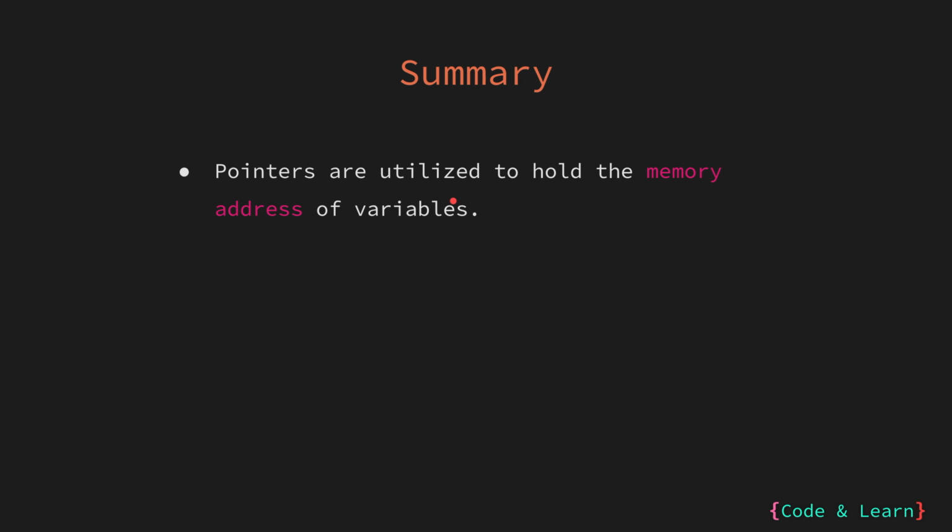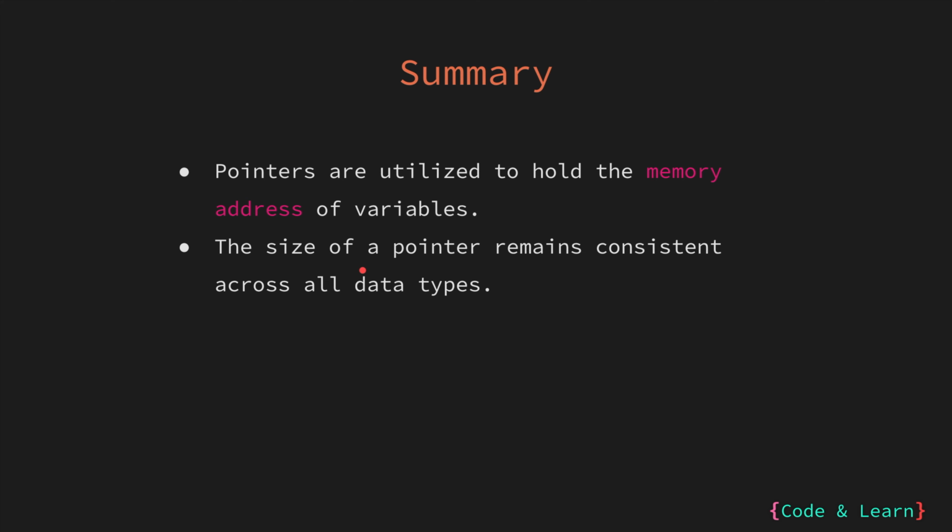We learned a pointer is a special type of variable in Go that doesn't store the actual value of a variable, but rather the memory address where the value is stored. This allows the program to directly manipulate the value stored at that memory address. In Go, regardless of the data type a pointer points to, all pointers have the same size. Again, this size is dependent on the architecture of the system where our program runs. Usually, it's 4 to 8 bytes on most modern systems.